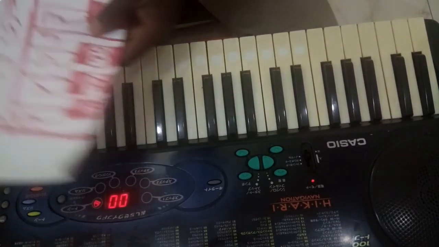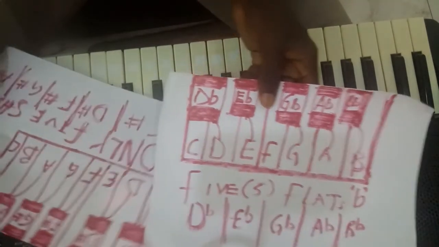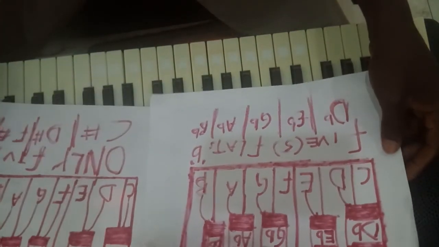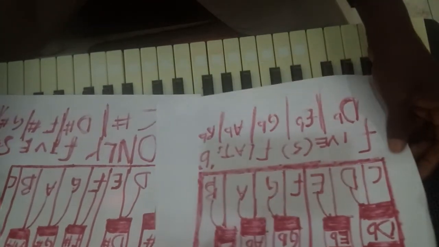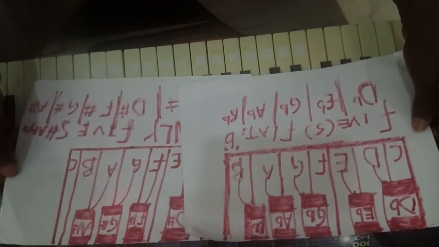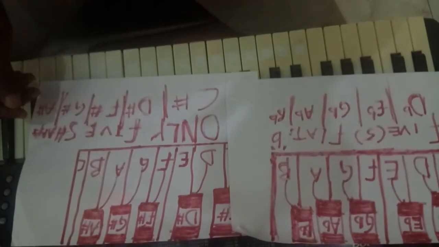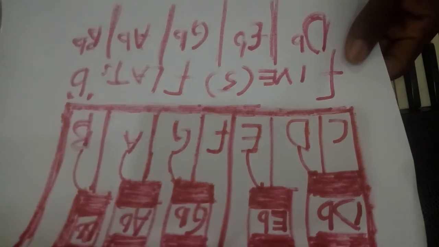It's very important. So this is the flat and this is the sharp. You can see I gave the difference. You can see this is the flats. We have 5 flat keys and we have 5 sharp keys.